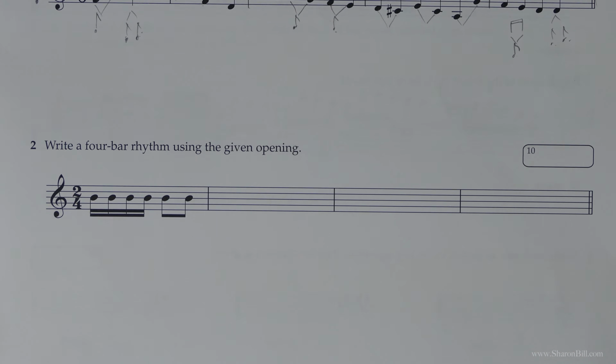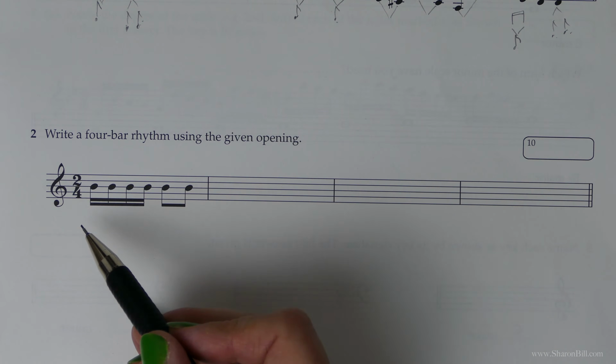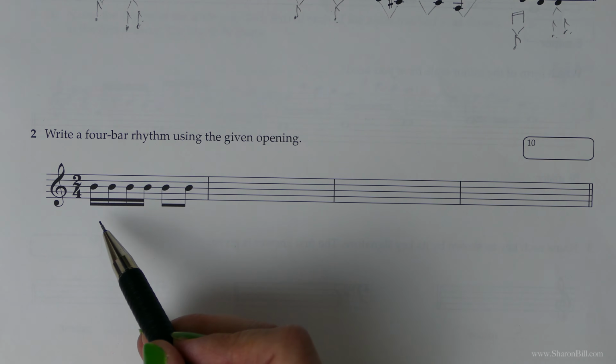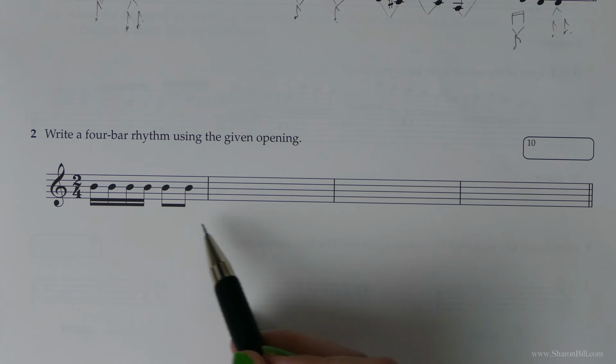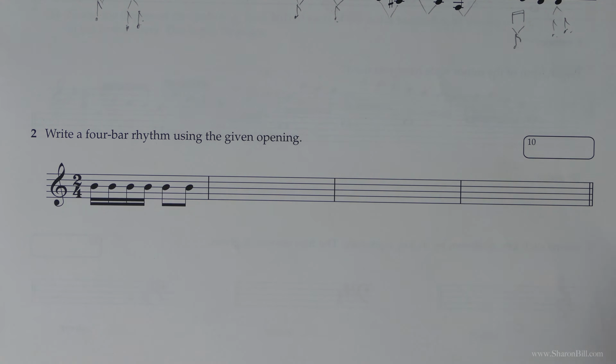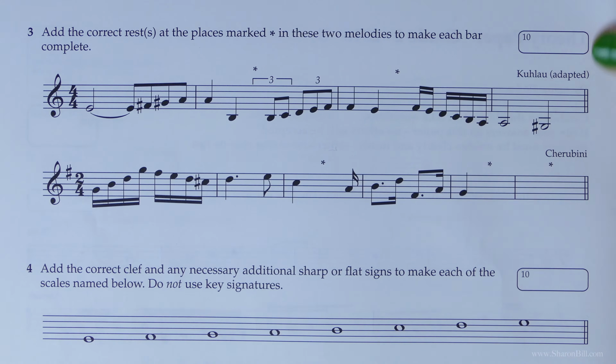Moving on, question 2 asks us to write a 4-bar rhythm. However, this is no longer part of the new ABRSM Music Theory syllabus. In the exam this won't appear on your paper from 2018 onwards, and so we're not going to look into that one because it's not part of your paper anymore, so we'll just skip ahead to question 3. So turning over the page to page 14, let's have a look at question 3.